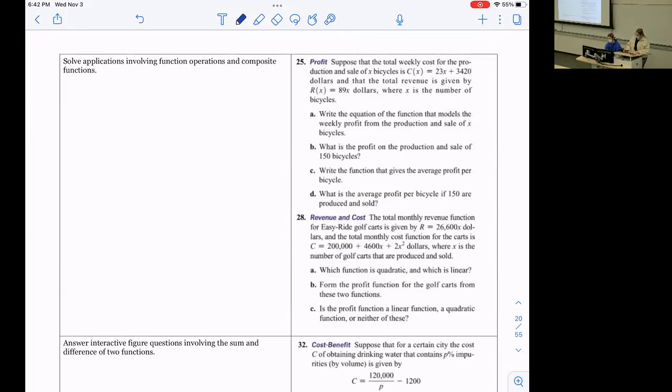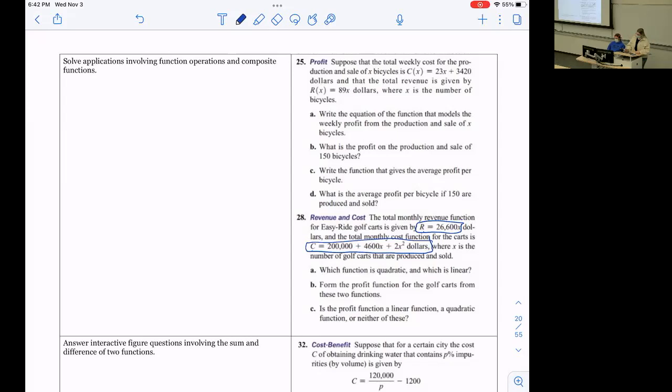The total monthly revenue function for Easy Ride golf carts is given by R equals 26,600X. And the total monthly cost function for the carts is C equals 200,000 plus 4,600X plus 2X squared. So which function is quadratic and which is linear? By looking at the functions, we have R equals 26,600X, and C equals 200,000 plus 4,600X plus 2X squared. So we know that R is linear and C is the quadratic.